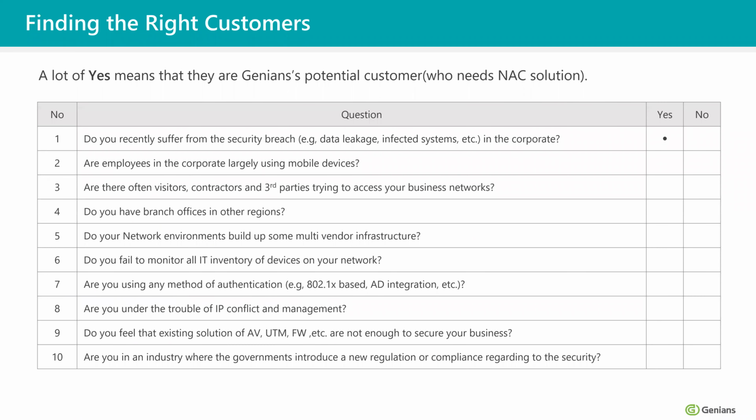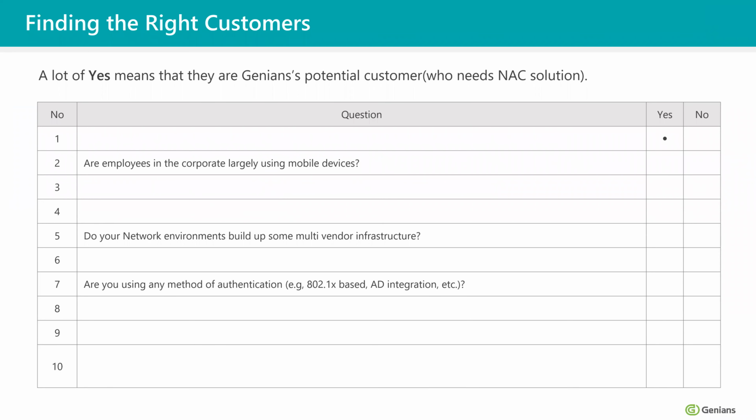Okay, let's first look at how to find the right customer for Genians NAC. Today, I have made a yes or no survey questionnaire on this slide. Each question lists some potential risks if there is no NAC solution. So, a lot of yes answers means that a company environment is vulnerable to internal and external threats. It means that the company is required to adopt a NAC solution in their business. There are 10 questions, but I would like to highlight some of them.